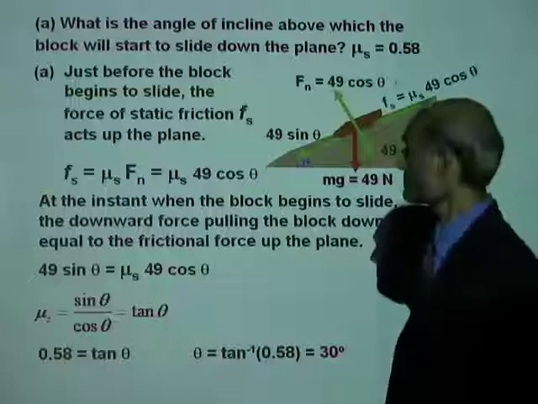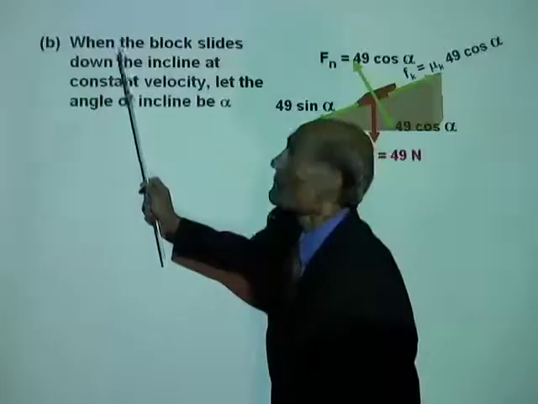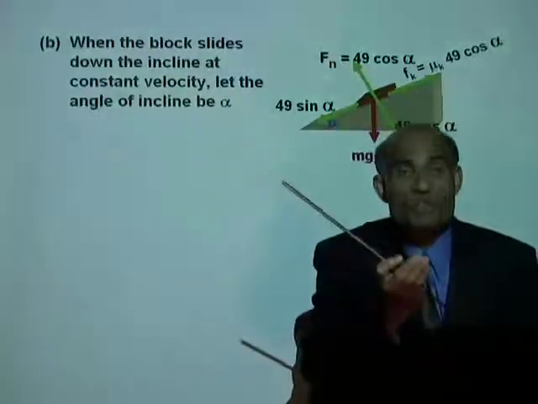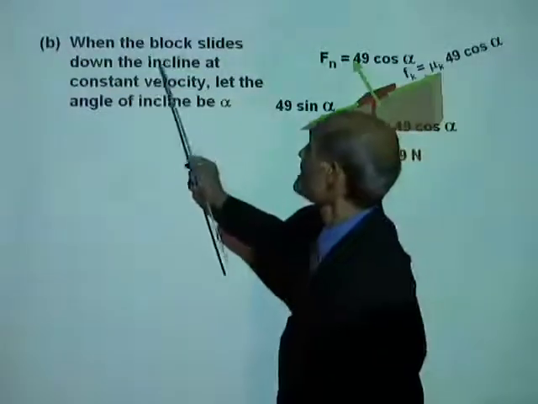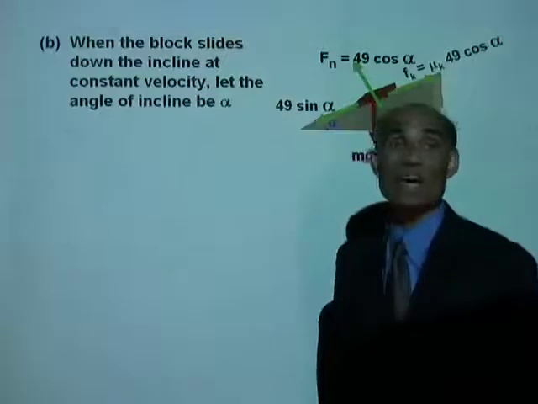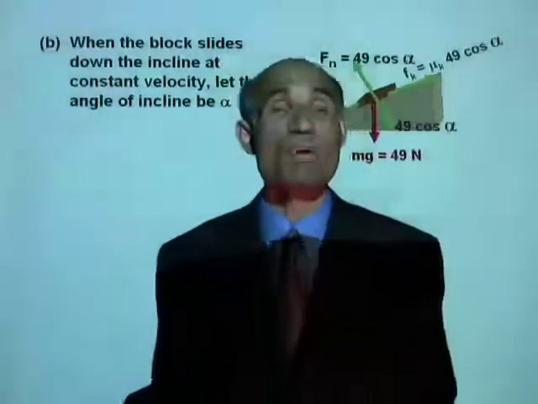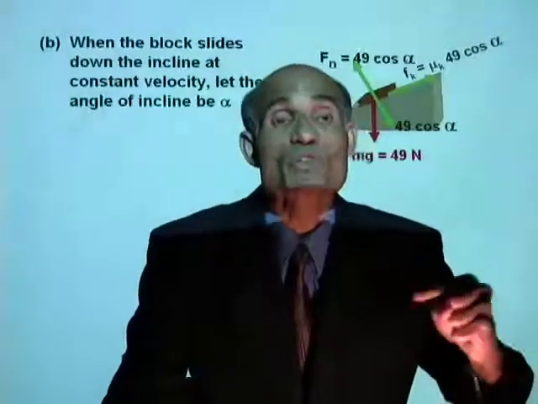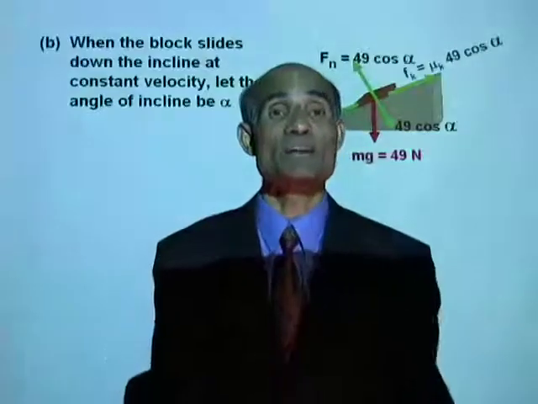degrees. And now the B part: when the block is sliding down with uniform velocity, what will be the angle? So when the block slides down the incline at a constant velocity, let the angle be alpha. Will that angle alpha be greater or smaller than the angle we calculated earlier?